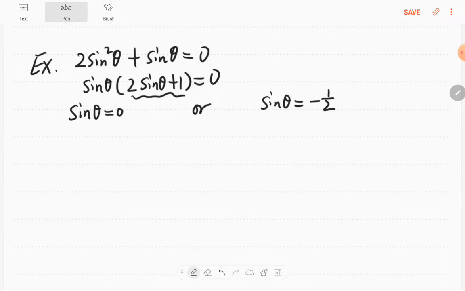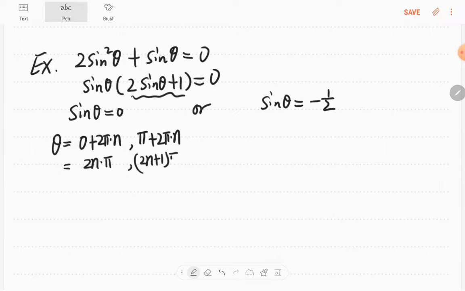So for this part, theta is equal to 0. So the reference angle is 0, so it's 0 plus 2 pi times n, or pi plus 2 pi times n. So actually we can combine these two, because this one is equal to 2n times pi, and this one would be equal to (2n plus 1) times pi. So we can combine them together. You will get theta equals n times pi. Okay, this n is different from the other n.